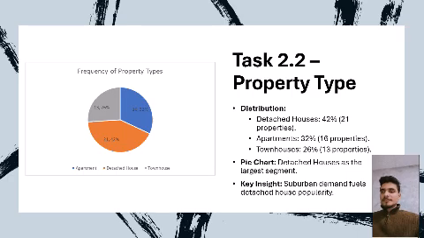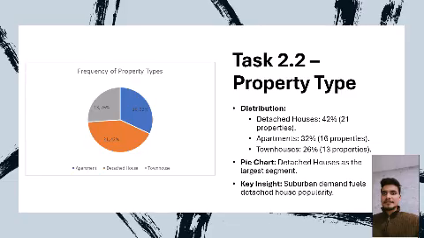This slide uses a pie chart to illustrate the frequencies of three main property types, that is, detached houses, apartments, and townhouses. Starting with the data, detached houses emerge as the largest category, comprising 42% of the total sample, which equates to around 21 properties. Apartments follow, making up 32% or 16 properties, and the least common is townhouses, at 26% or 13 properties. The pie chart visually communicates these proportions.